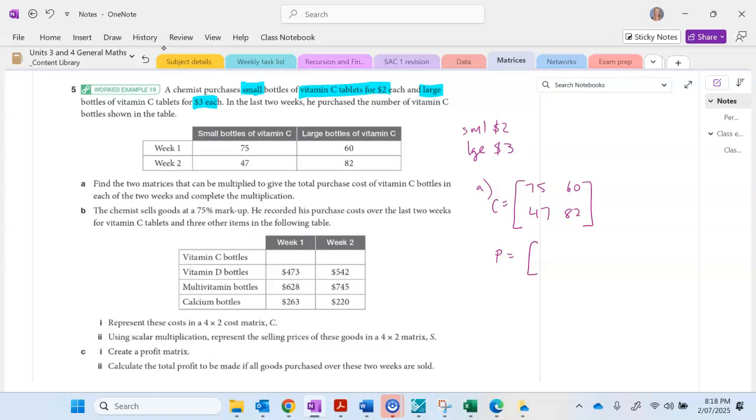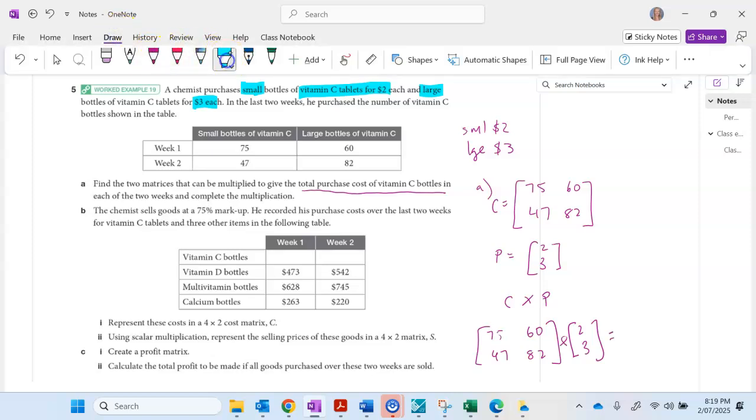So what do we actually have to work out? We want to find, to give the total purchase cost of vitamin C bottles in each of the 2 weeks. So we want to sum our rows. So to do that, we do need a column matrix. So we've got a 2 and a 3. So when we do C times P, I might actually draw it so I can show you a little bit easier. So 75, 60, 47, 82, and then 2, 3.